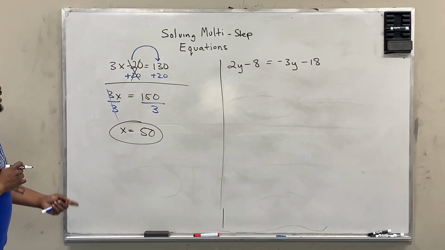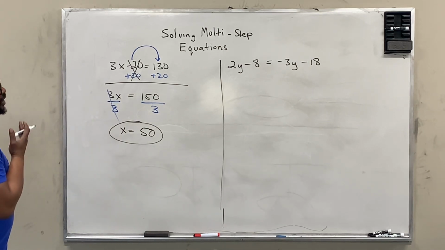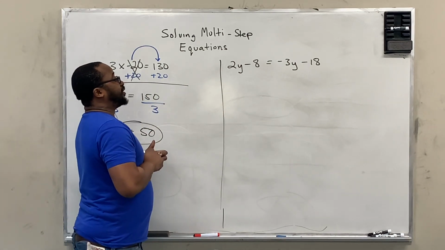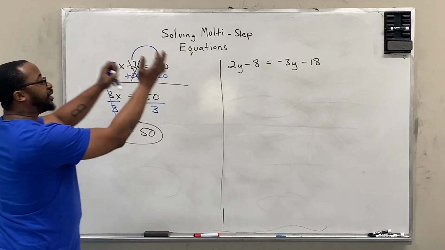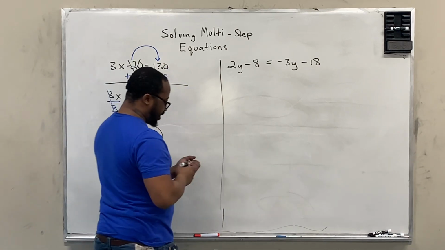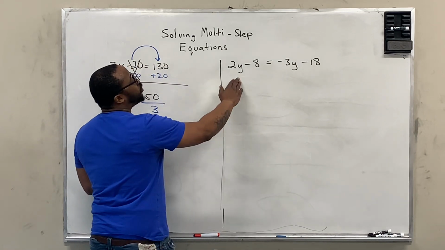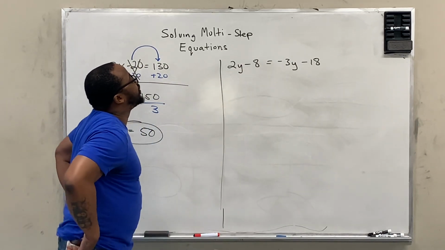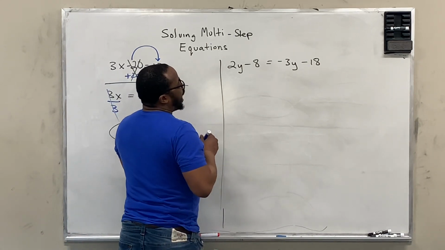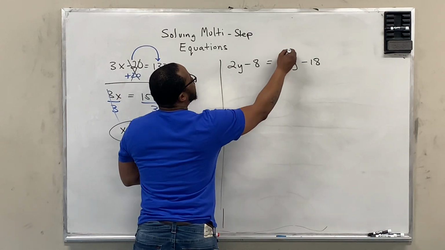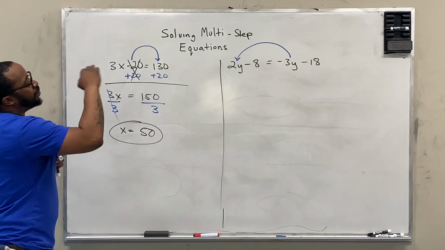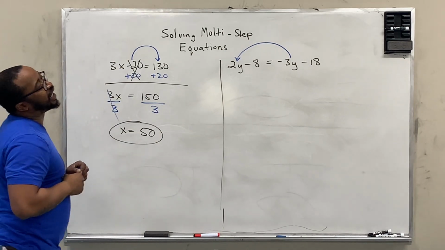And this is what you're going to be doing to solve these multi-step equations, okay? Same thing over here. You want to keep the variables on one side, the constants, which are the numbers without a variable, on one side. So with this problem, 2y minus 8 equals negative 3y minus 18. What I always tell students is a habit of mine. I like to bring the variables to one side, okay? And then I bring the numbers to the other side, okay?